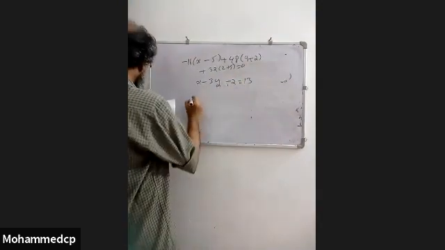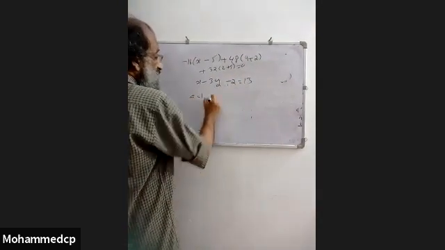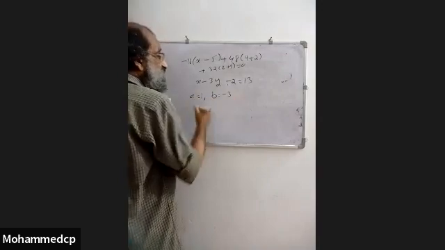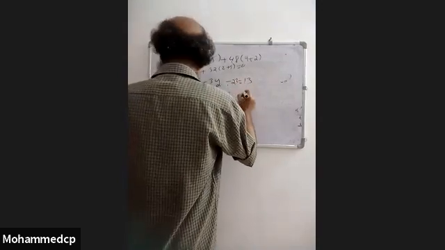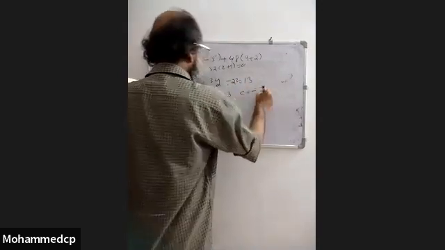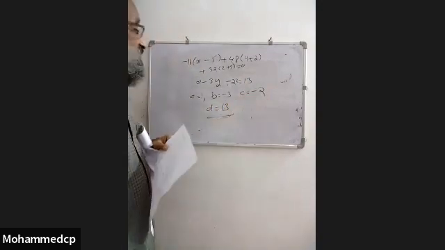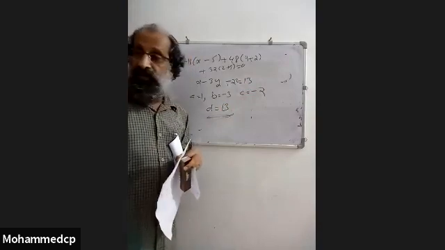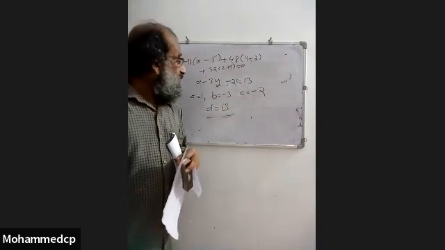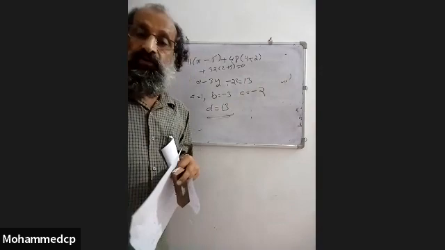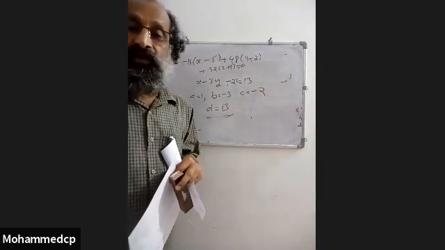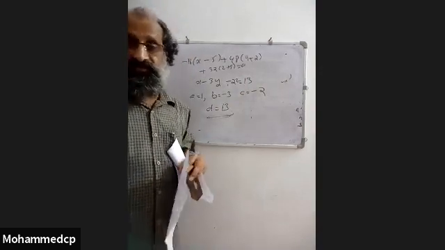So the answer is A equal to 1, B equal to minus 3, C equal to minus 2, and D equal to 30. We stop here and we'll continue in the next section. Thank you.